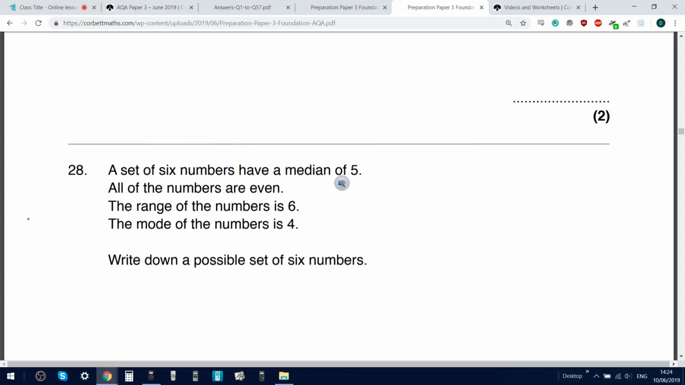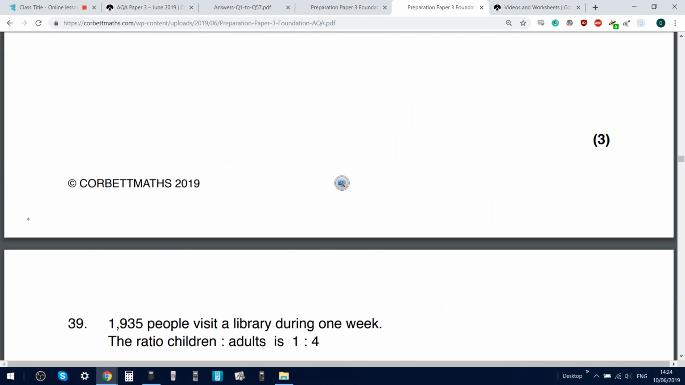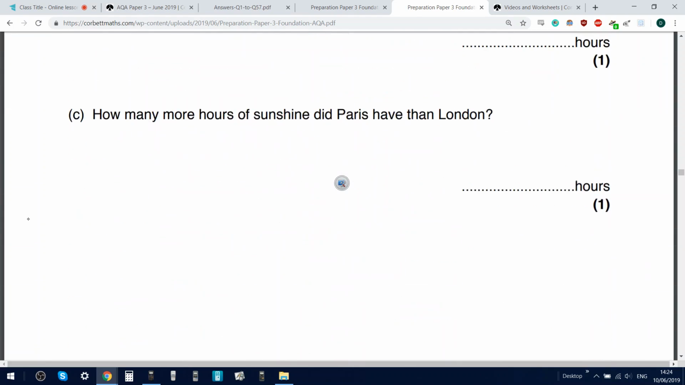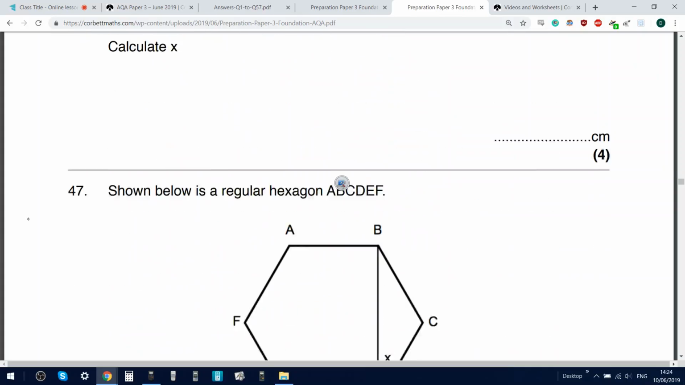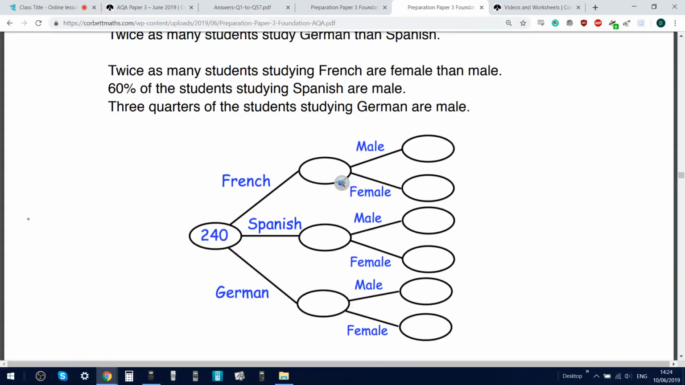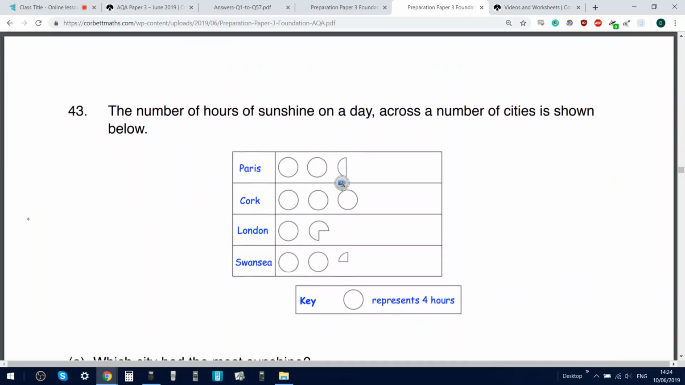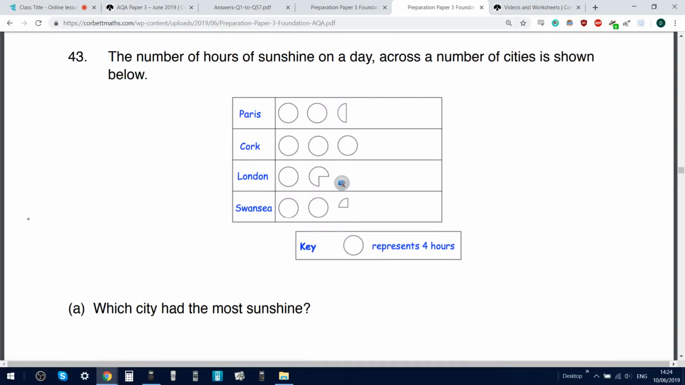So where I'm at right now is... where am I? Question 46. Okay. Actually, no. It was after question 43. So that was the number of hours of sunshine, that one? Yeah, number of hours of sunshine a day.